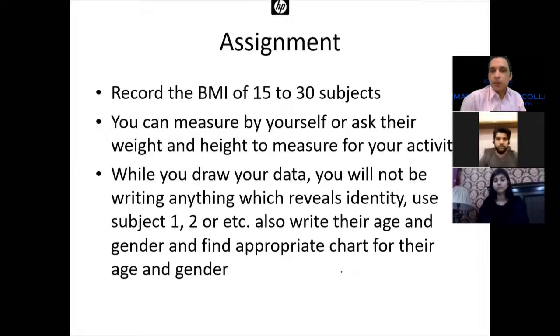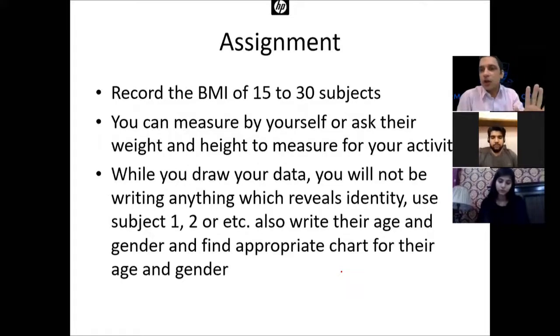Okay, for this thing, when you are drawing your data, you are not supposed to write anything which can reveal the identity of the subject, of the person. You're not writing any name, any hint which can be used to trace back that person. It is against the ethics of research. So it is your job to conceal the identity in such a way that even after some time you should not be able to tell कि ये किसका था और ये किसका था.